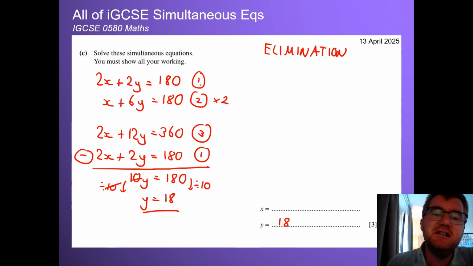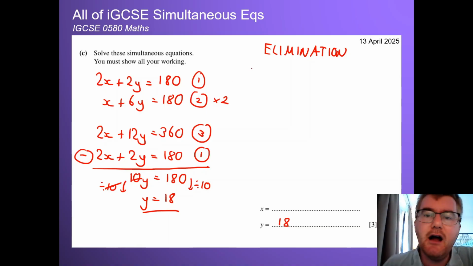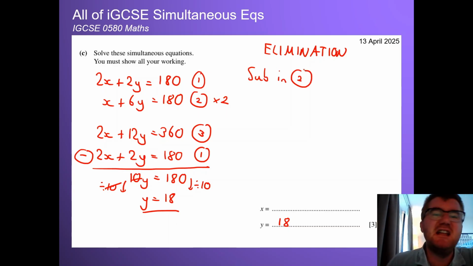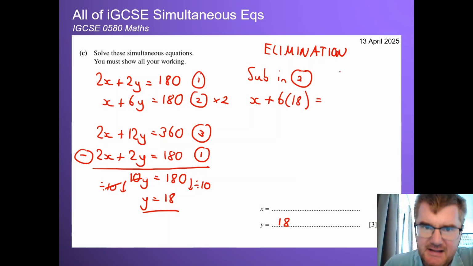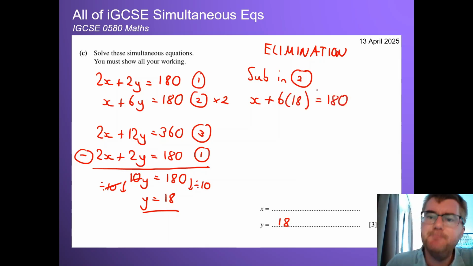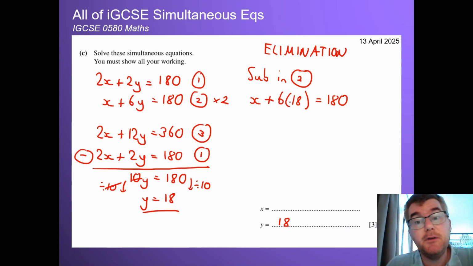Now, we can substitute into any of these equations. I'm going to substitute, and tell the examiner, into equation 2. Again, there's no reason to choose 1, 2, or 3. I'm going to choose 2. So we have x. Now, I now know what y is, so I'm going to have 6 lots of y, which is 6 lots of 18. And that's equal to 180. Now, of course, if it's a calculator paper, you can use a calculator to do this, or we can use old school multiplying.